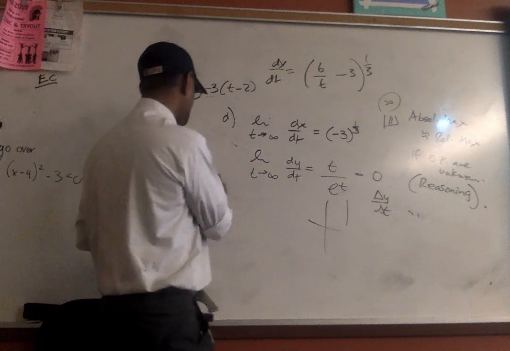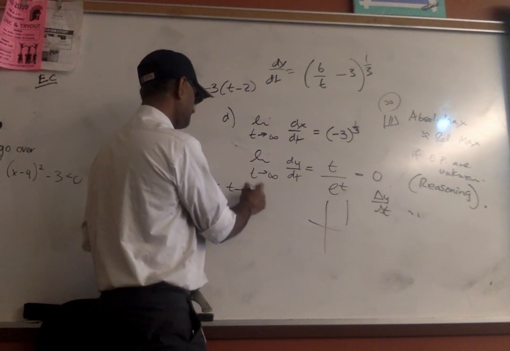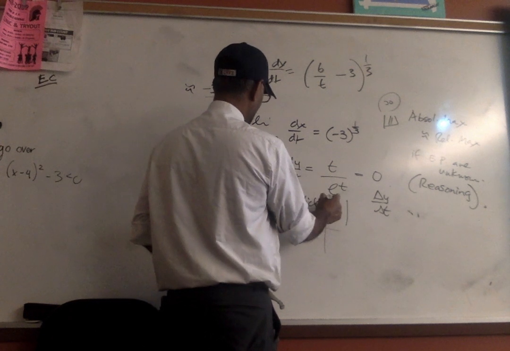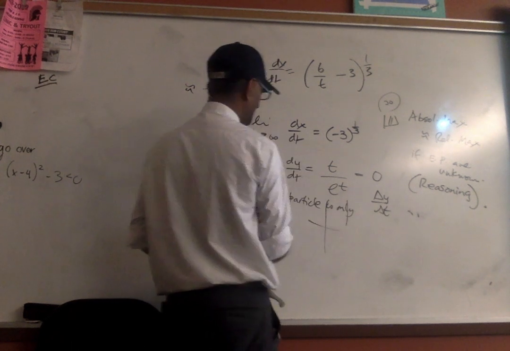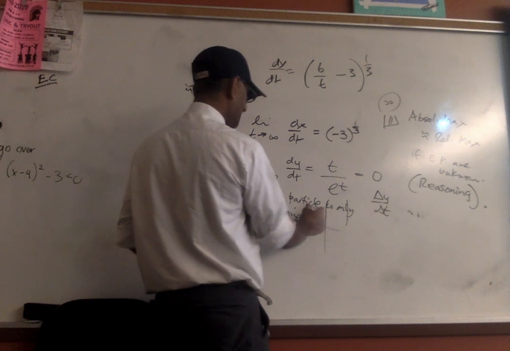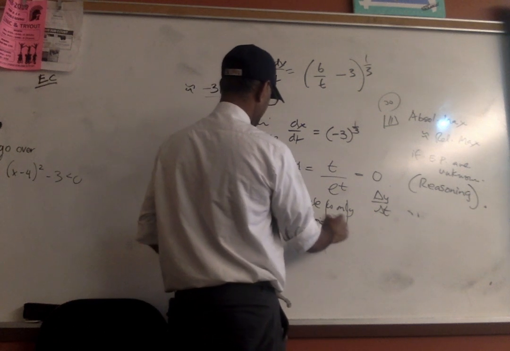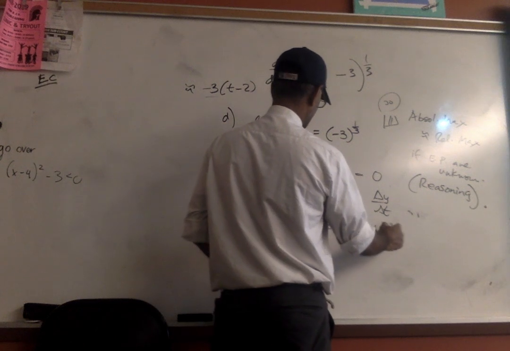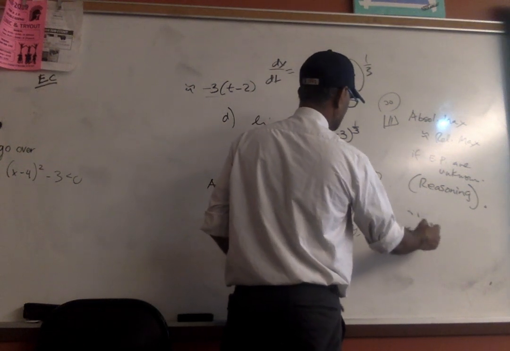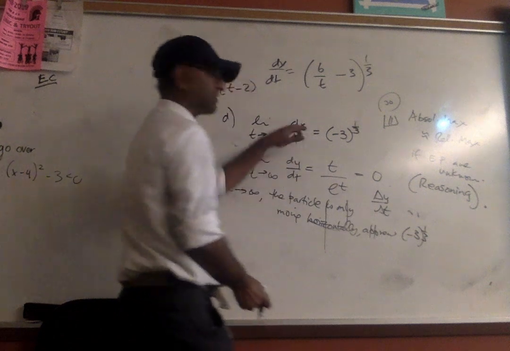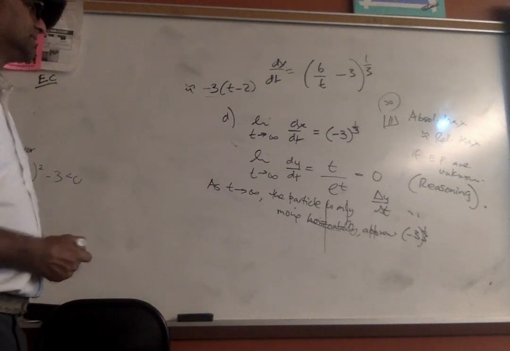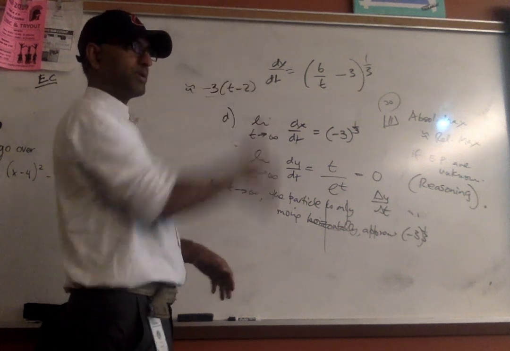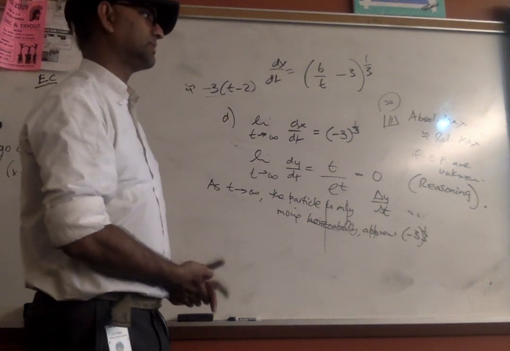So write down as t approaches infinity, the particle is only moving in the x direction, or moving horizontally, and then approaching negative 3 to the power of 1/3. Correct? That's like the horizontal asymptote. Repeat. The particle is moving only horizontally. That's dx over dt exists, but dy does not exist. It's not going vertically at all.